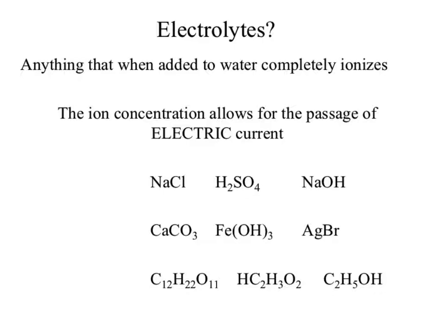The last big topic is electrolytes, which is really a tie back to the lab. Anything that completely ionizes when you add it to water becomes a strong electrolyte. So strong acids are strong acids because they completely turn into ions. That makes them strong electrolytes. Why do we care about electrolytes? Well, they allow for the passage of electrons through that solution.